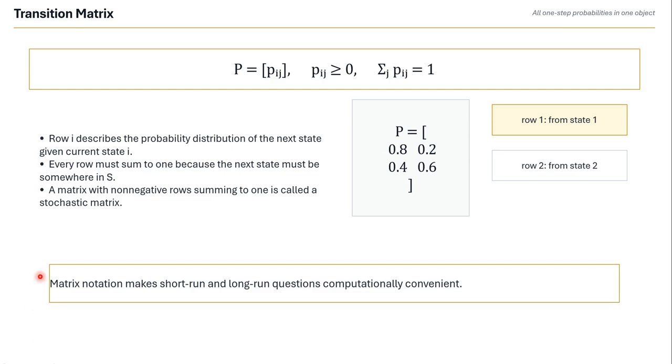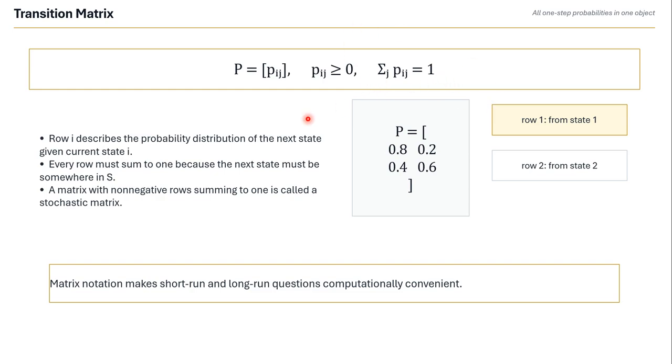For a finite Markov chain, all one-step transition probabilities can be collected in a matrix. This matrix is called the transition matrix and is usually written P. The entry in row i and column j is Pij. There are two important conditions. First, every entry Pij must be non-negative because it is a probability. Second, the entries in each row must sum to 1 because from a current state i, the next state must be somewhere in the state space.